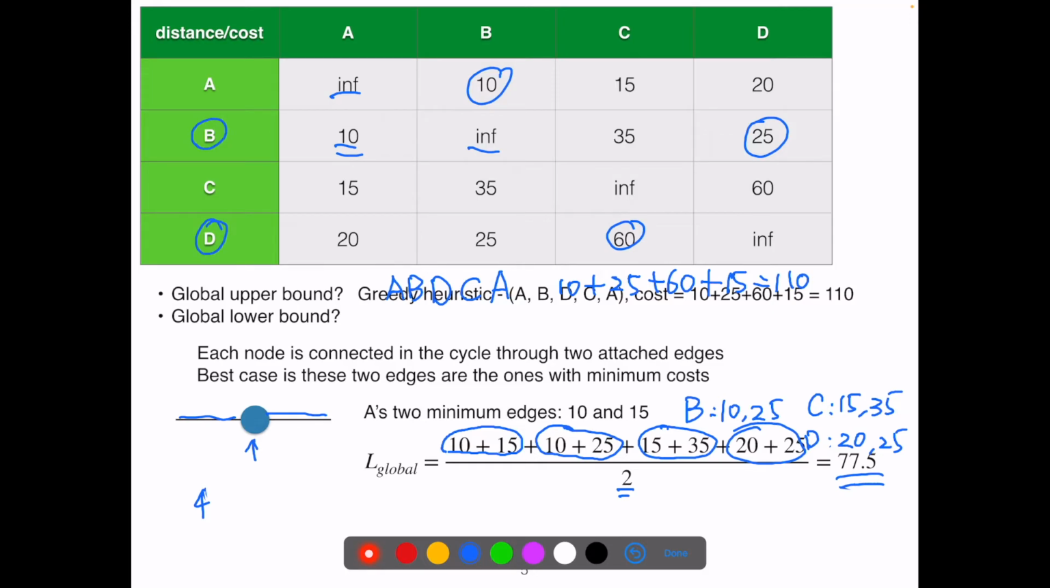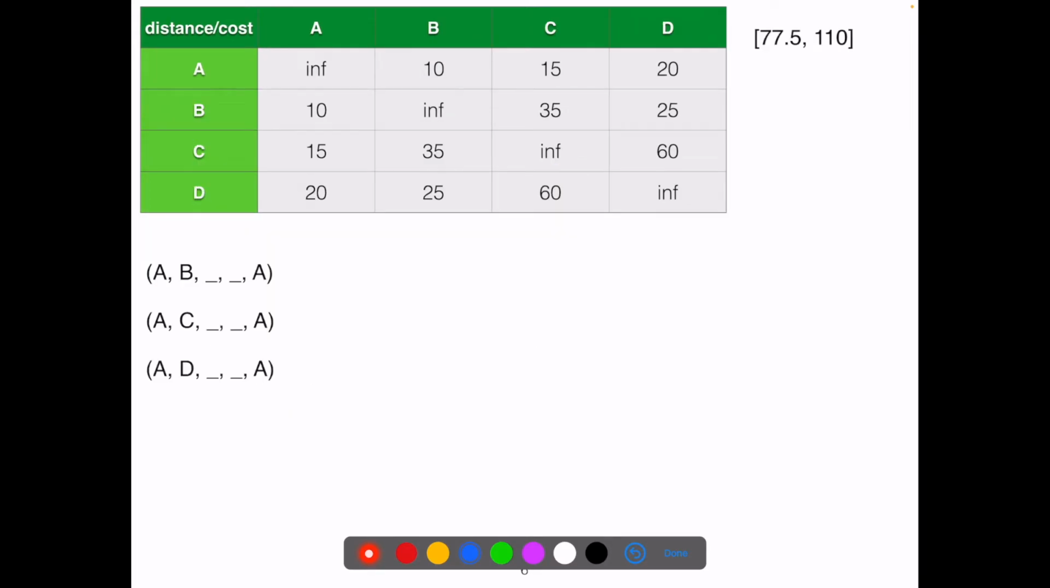The way we computed the global upper bound and global lower bound will be the same when we compute the bounds for partial solutions. Now we have the global lower bound and upper bound here. Now we start our extension. Recall that we assume we always start from A. For the next decision, we only have 3 possibilities, B, C, or D, and then we always go back to A. There are 2 decisions missing in the middle. Now, what's the lower and upper bounds for each partial solution?